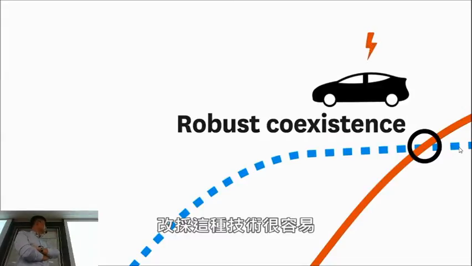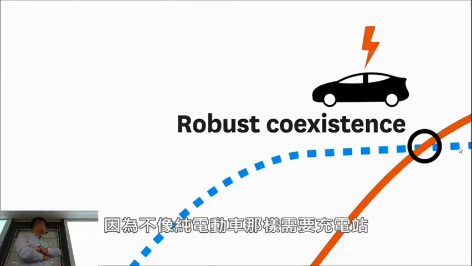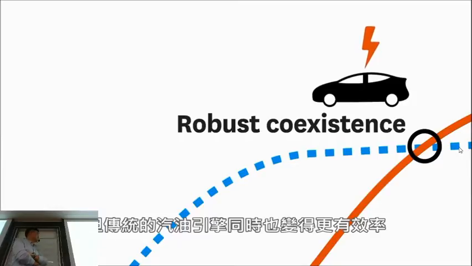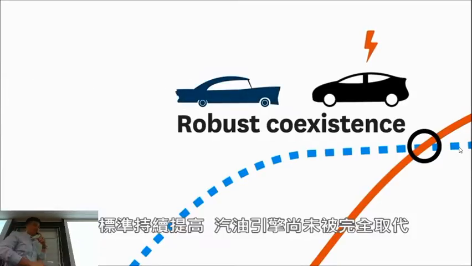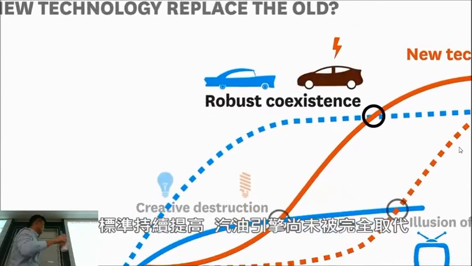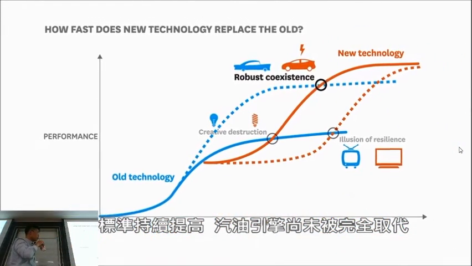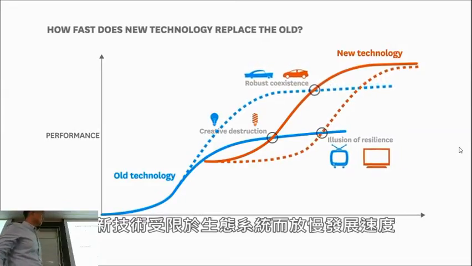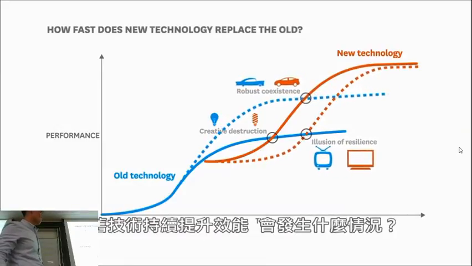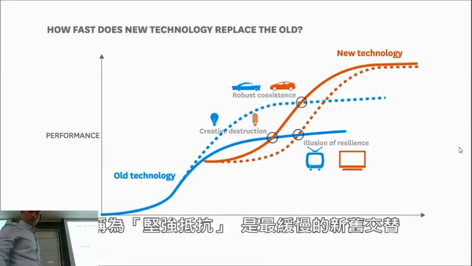The conversion is easy because they don't require charging stations like fully electric cars. But traditional gas engines are simultaneously becoming more efficient. The performance bar keeps getting higher and higher, and gas engines have yet to be completely replaced. So what happens when both the new technology is slowed down by its ecosystem and the old technology is improving its performance? This is called robust resilience, and it is the slowest form of substitution.